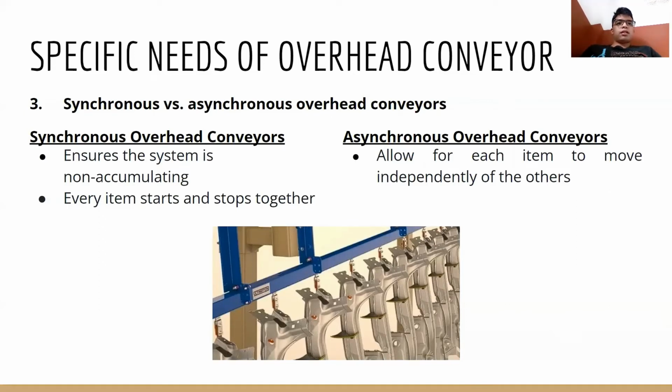Lastly is the synchronous versus asynchronous overhead conveyors. Synchronous overhead conveyors ensure that the system is non-accumulating, meaning that each item is equally spaced and moves at the exact same time. In synchronous movements, this arrangement also means that every item starts and stops together, which allows operators to have command over the whole assembly process via its drive control. In contrast, asynchronous models allow for each item to move independently of others and are typically unpowered, though exceptions may exist.